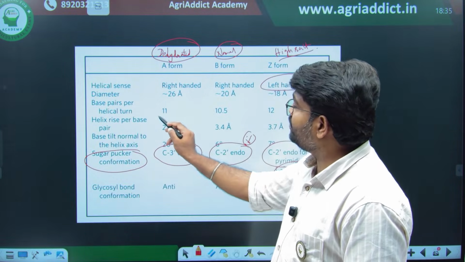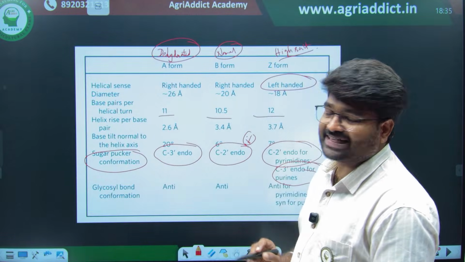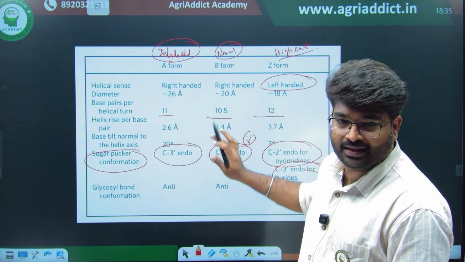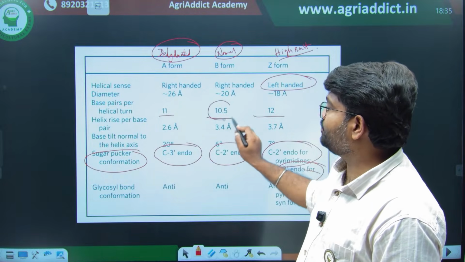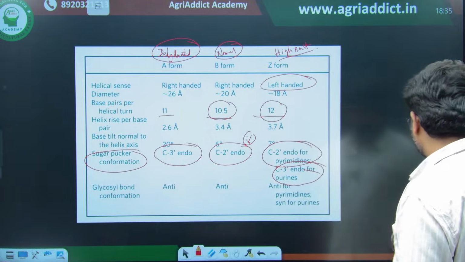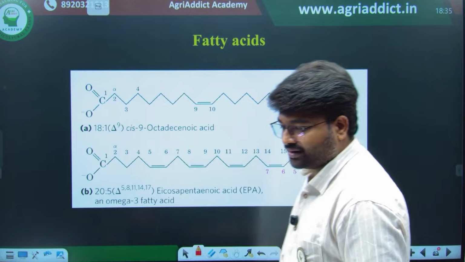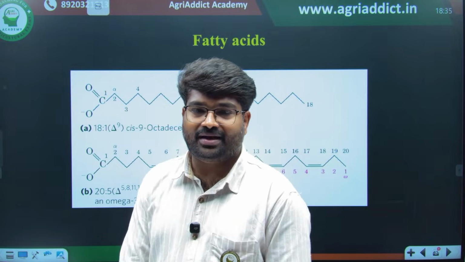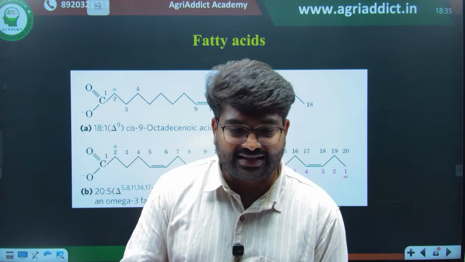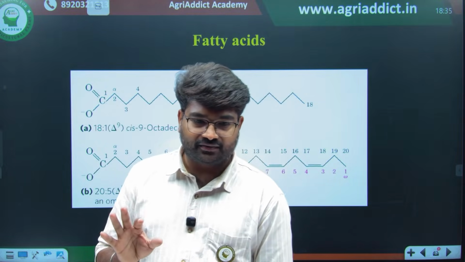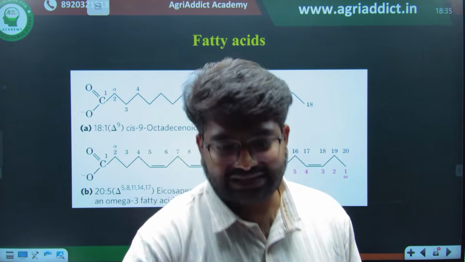At last, you just have to remember the number of base pairs per helical turn. A DNA has 11 base pairs, B DNA has 10.5, and Z DNA has 12 base pairs per helical turn. With this, we have completed the basics of nucleic acid. That is highly sufficient to cover the basics of nucleic acid.